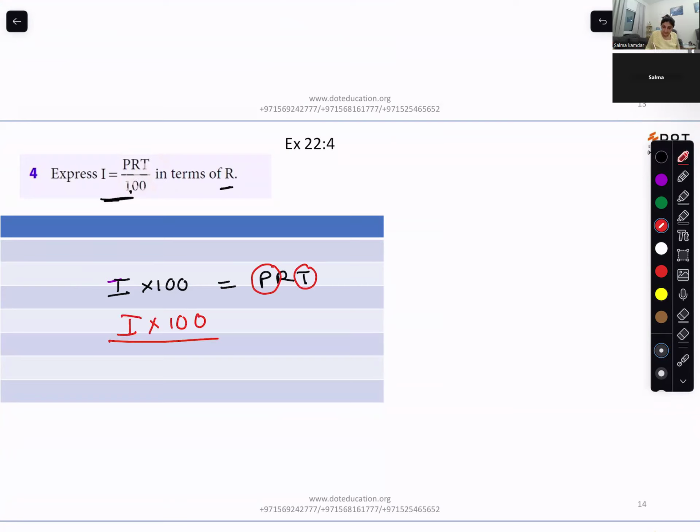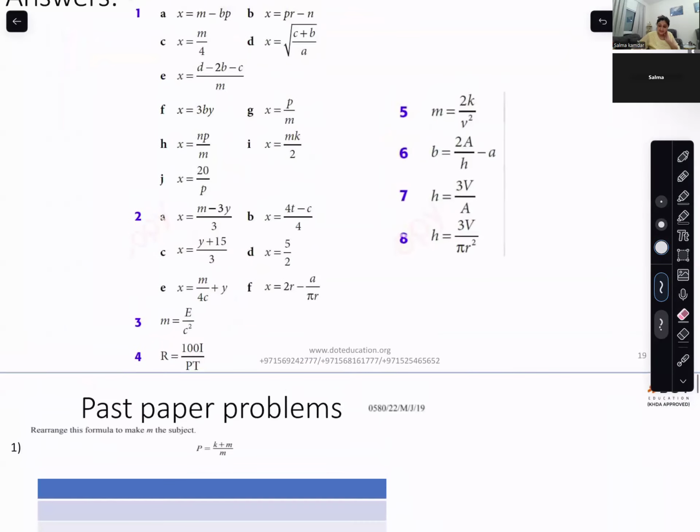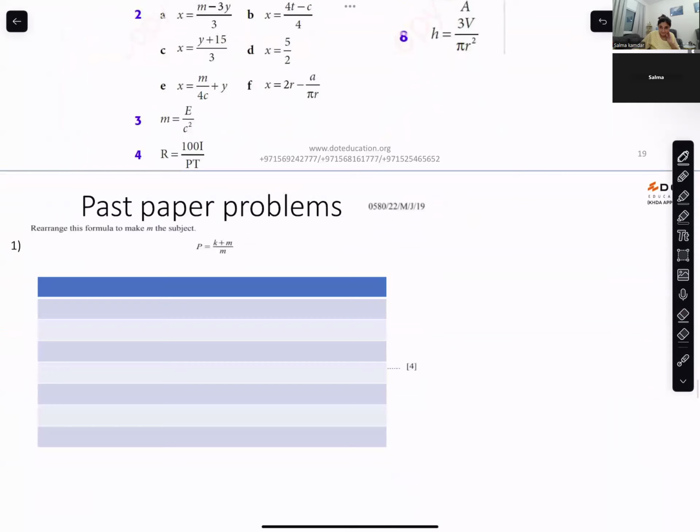Now I am done with the topic. We will try the remaining sums. Here are the answers for it. And I'll take you to the past paper questions. Now your past paper question tells you, this is a past paper question.